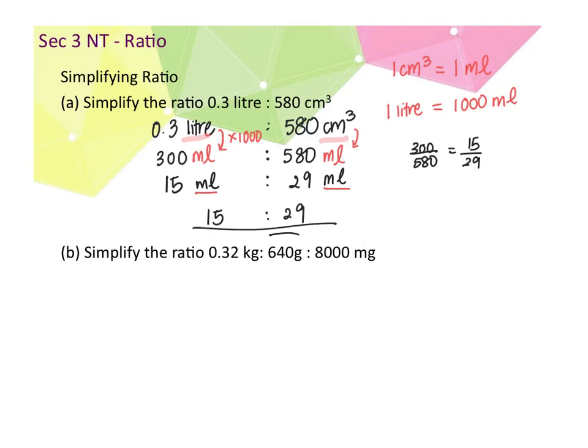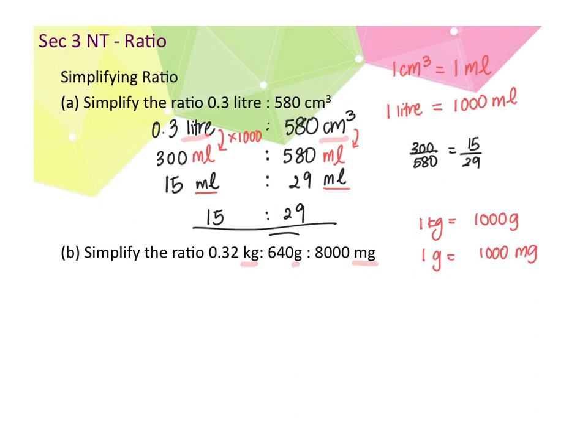Simplifying the following ratio. Now what happens if we have three ratios together? First thing as usual, we need to change everything to be the same units. This one is in kg, gram, and milligram, mg. So what do we know? We know that 1 kg equals 1000 gram, and 1 gram equals 1000 milligram.